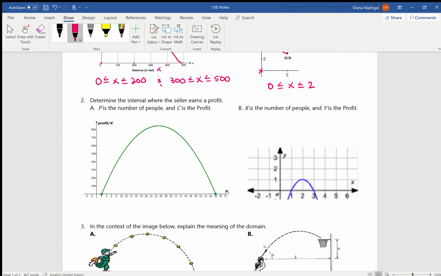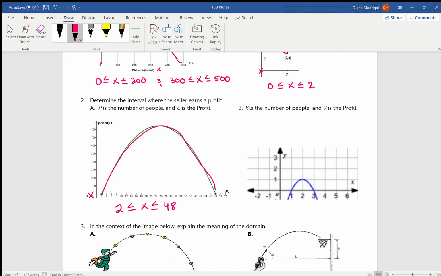Pretty easy. Number 2 says determine the interval where the seller earns a profit. So P is the number of people and C is the profit. Again, we're focusing on domains, so we're focusing on the x. And where the seller earns a profit, well, it earns a profit at all times throughout the whole thing. So it's actually the whole curve. So it's going to start from 2, and it goes all the way to 48.